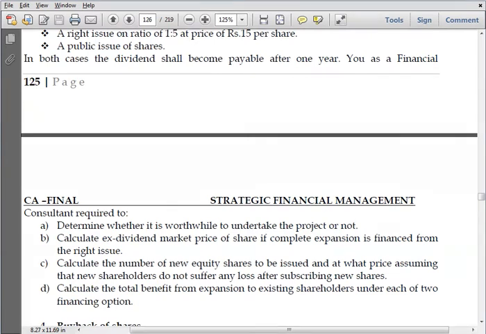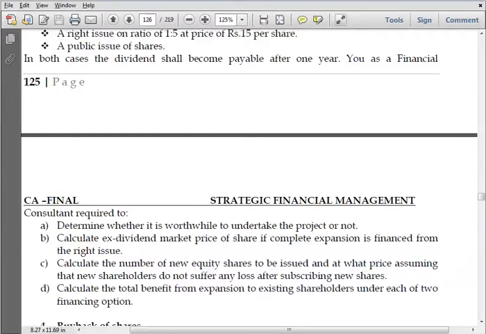Now this part says calculate the number of new equity shares to be issued. That is, I need 150 crore rupees through new equity shares, and at what price, assuming that new shareholders do not suffer any loss after subscribing to the new shares. They are saying you tell us how many shares are to be allotted and at what price, assuming that a person who comes into the company does not suffer any loss.